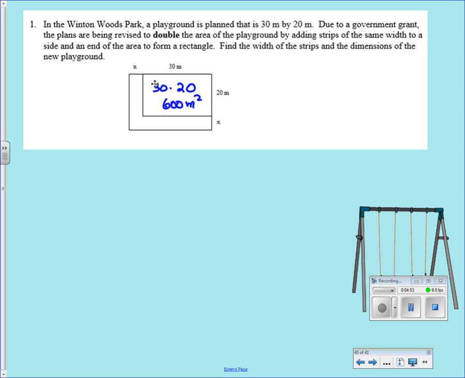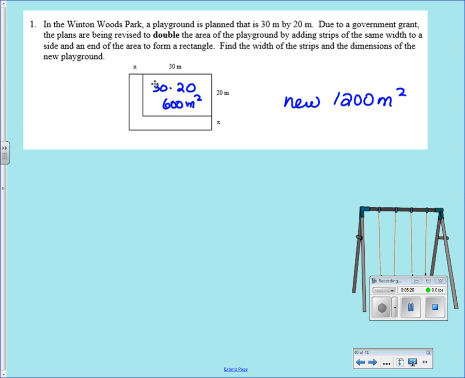So our new one is going to be double that, which is going to be 1200 square meters. Okay, but we don't know what x is. So we're going to increase each side by the same amount, but we don't know what it is. And then we need to figure out from there what those new dimensions would be. So let's think about that. So how would I find how long this side is? Because we're going to calculate some area, but it's just going to be using some of our algebra skills.